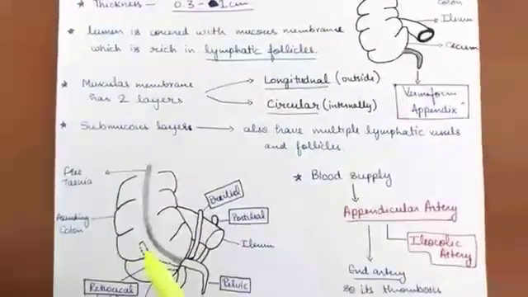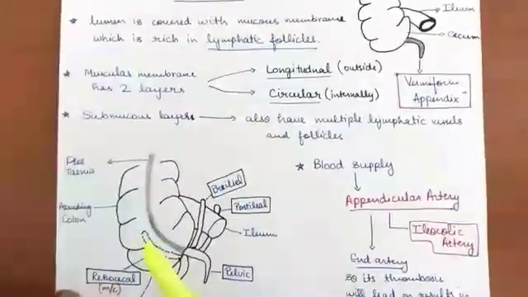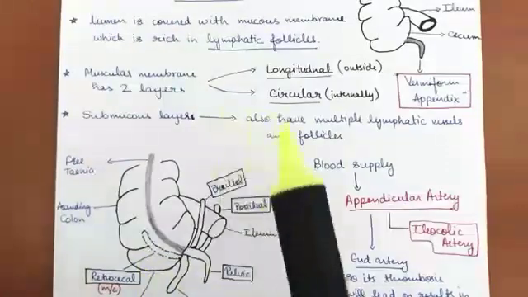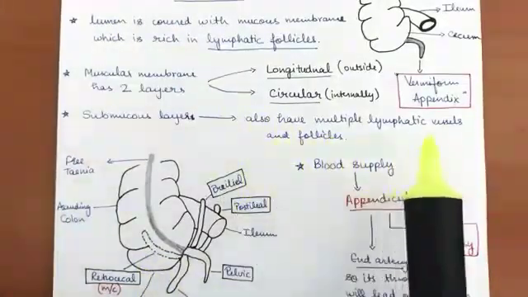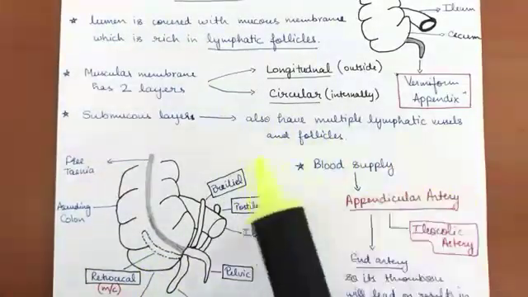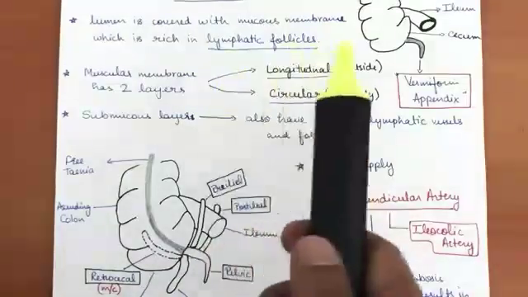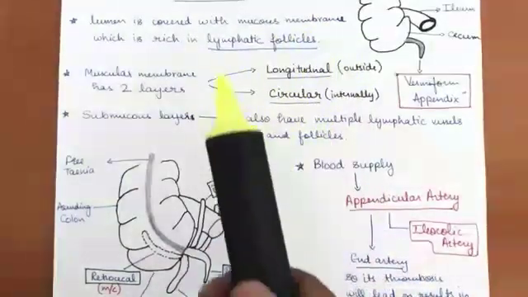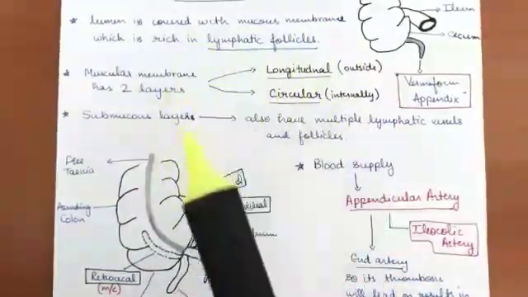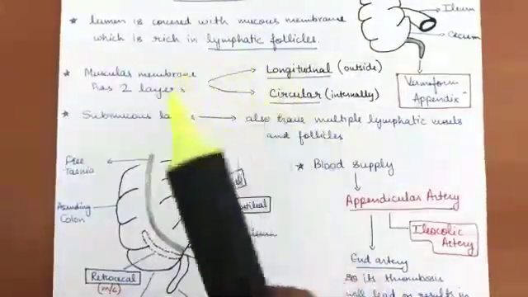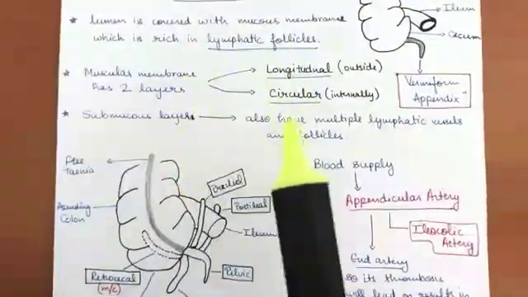And about its submucous layer, the submucous layer of the vermiform appendix also has multiple lymphatic vessels and follicles, just like the mucous membrane. So these are just the general, you can say, histology, the layers, structures.